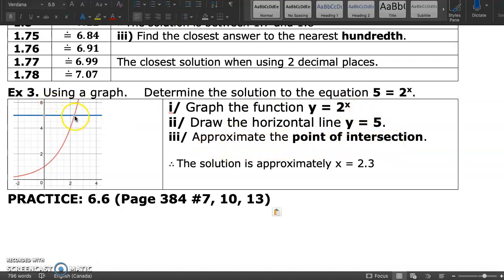So if we look here, this goes to the x-axis at about, let's see here, 1, 2, 3, 4. That is about 2.3. It appears to be a little bit over half. So, that being said, this is a graphical solution to solving the equation.